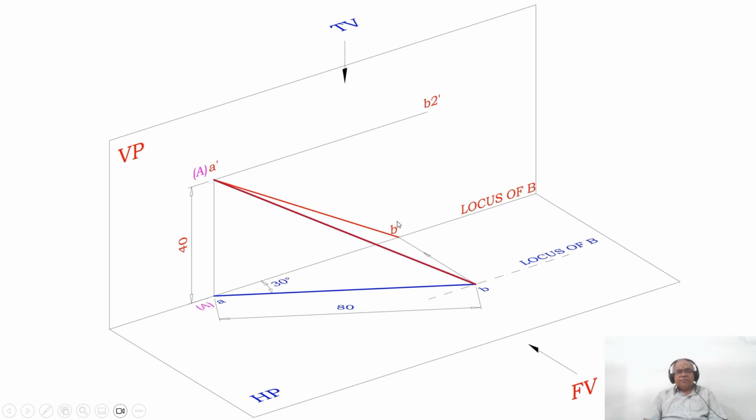So you mark this point as B dash and then join A dash, B dash. So this is going to become the front view and this is going to become the top view. So A is on VP and B is on HP. Now you have got a line from A dash to B. That is the one we are going to talk about, which is the line in space.